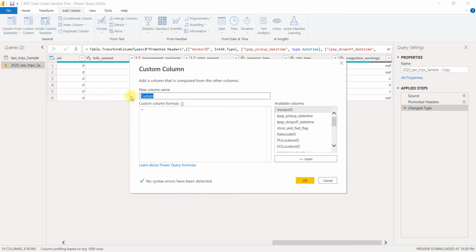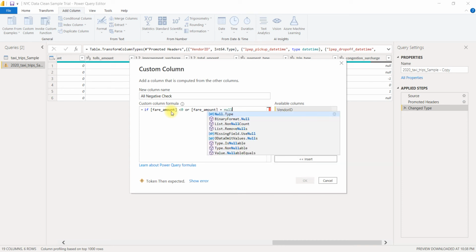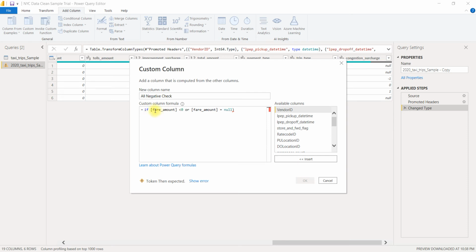So you want to call this all negative check again. And what you want to do is do another if statement. So if the fare amount is less than zero, or fare amount is equal to null. And what we want to do is wrap that in parentheses. Then we want to replicate that for every column we want to look at.